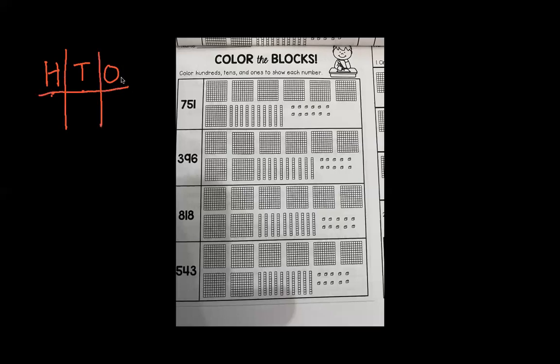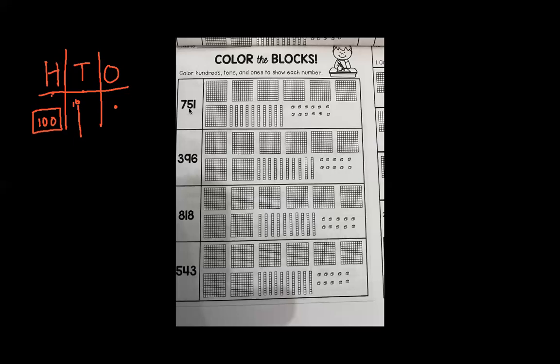Each place has a different value. When we look at hundreds, we draw them as squares and put the value 100. When we put tens, we draw a stick and label it 10. And for ones, we draw dots. And we know that each individual dot is represented by 1.